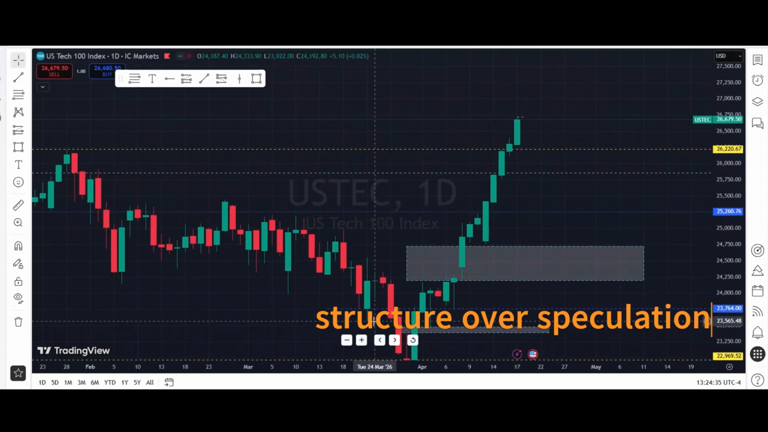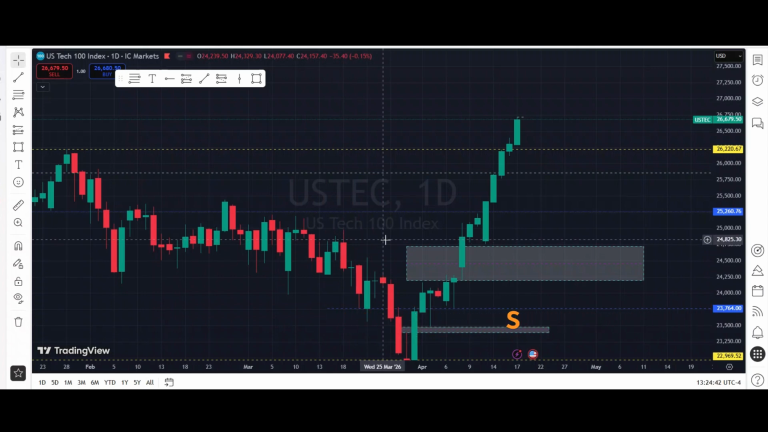This is our narrative this week. Remember, we are not predicting price. We are only watching price action to take action for the week.